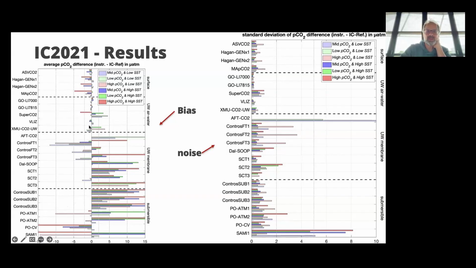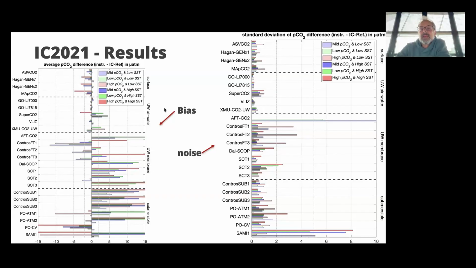Same as here for the underway air-water equilibration systems. You can just see some instruments underestimate. For the membrane systems, the spread is a little bit bigger, and so it is for the submersible instruments. So the bias here is clear that air-water systems work a little bit better than the membrane systems. But of course, they're also a little bit more elaborate.